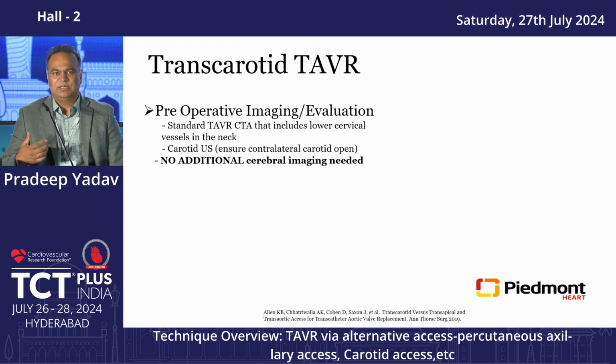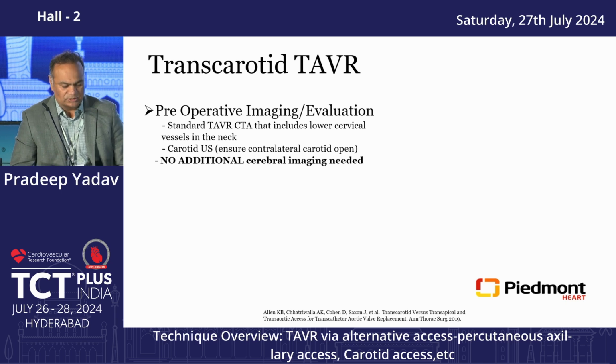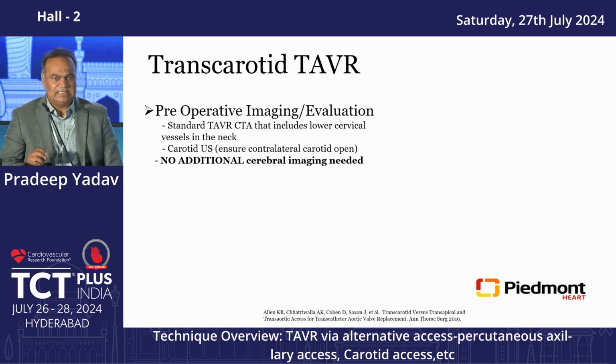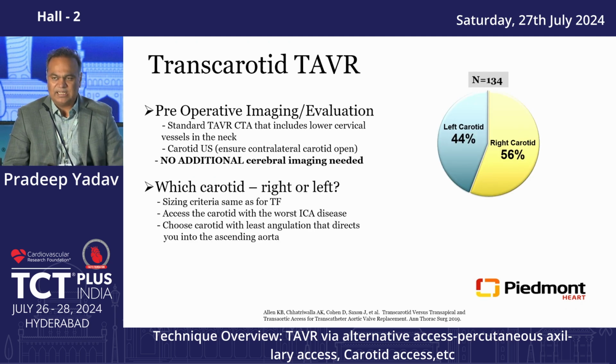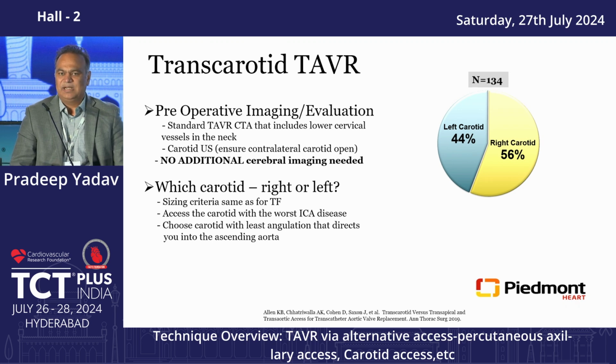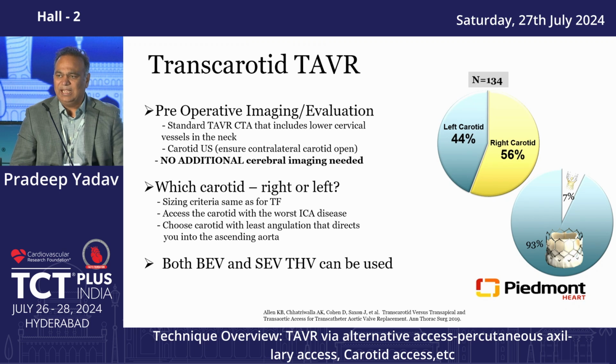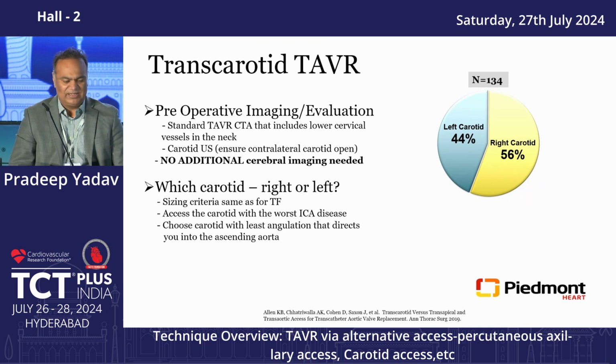You can pick whichever is the worst or whichever is the totally occluded carotid. That's okay as long as the contralateral is open. So in addition to CT, only a carotid duplex is necessary additional testing. We don't need to check circle of Willis. We don't need MRI, MRAs. Vascular surgeons have not required that for a long, long time. Right and left really doesn't matter. You can use whichever is more convenient to you. We typically use right carotid. It's a little more ergonomic, but you can use either, and either self-expanding or balloon expandable valves can be used.